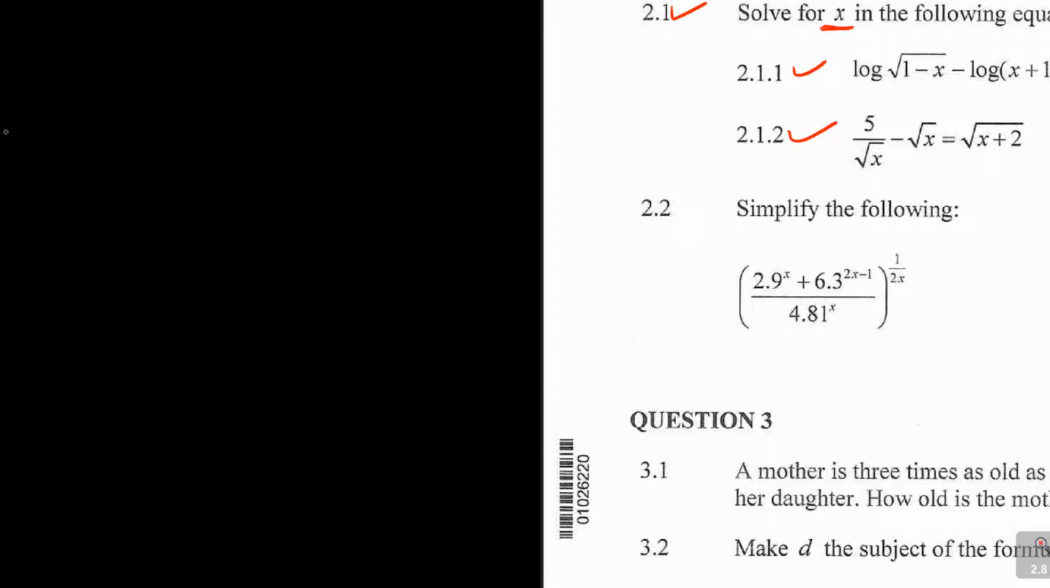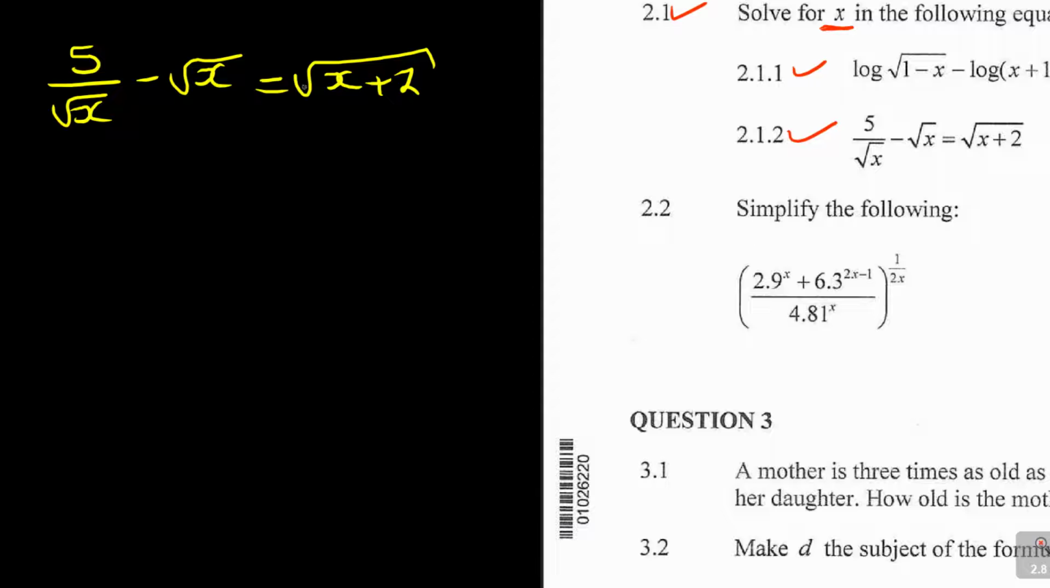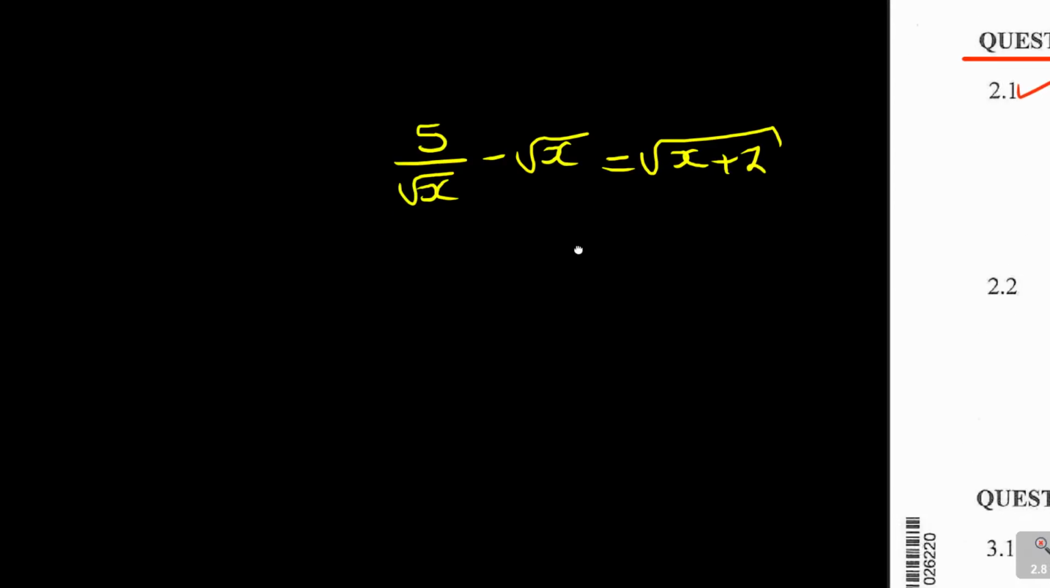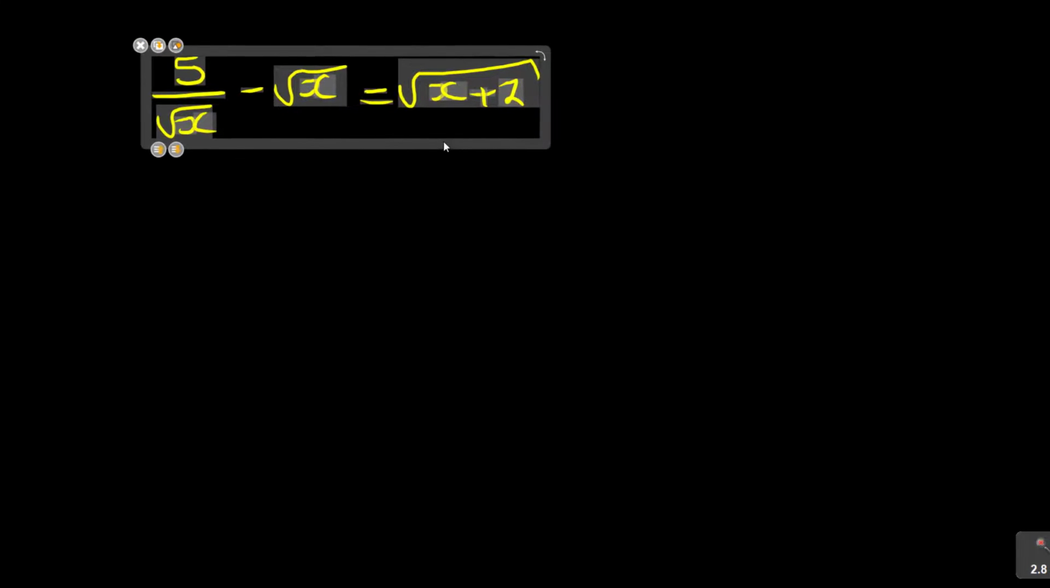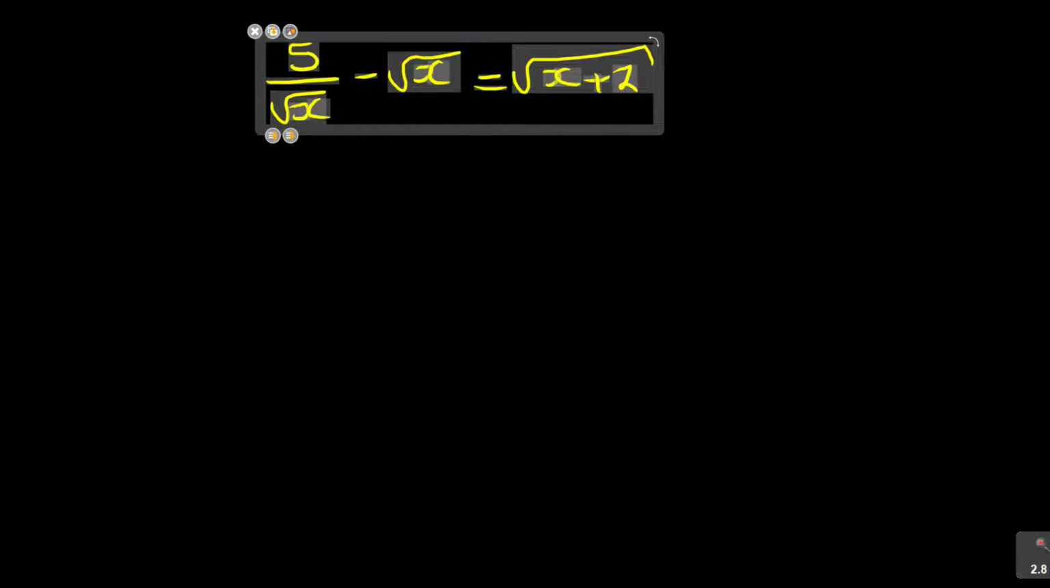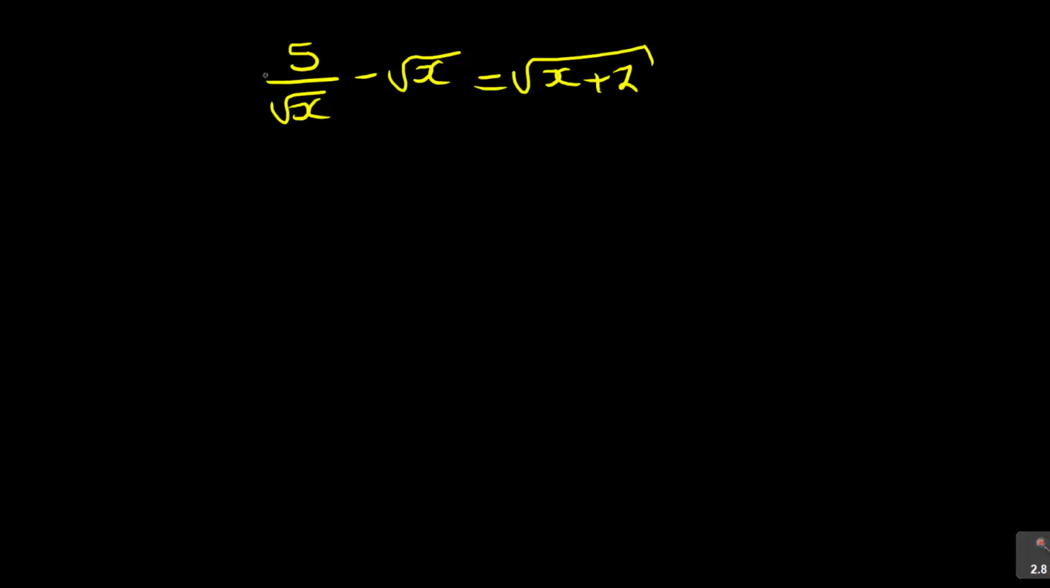All right, next question. 5 over square root of x, is it making sense, minus square root of x is equal to square root of x plus 2. 4 marks. It looked even more complicated than the first one, but anyway, solve for x. Remember, solve for x. Simple thing is, how do you get rid first of those square roots, or how do you get rid of this fraction? To me, that's the enemy.